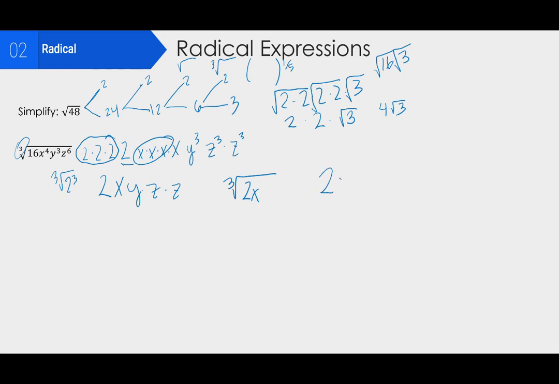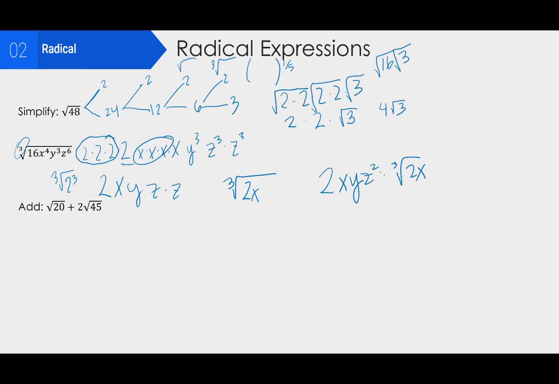And so our final answer is 2xyz squared times the cube root of 2x. Not equals to, multiplied by, because that's still left over. So that's simplifying. Again, factor as much as you can, and then whatever kind of root it is will tell you how many you need to escape the root. If it was that 1/5 or that 5th root, you would need 5 of that base or variable for it to escape the root.